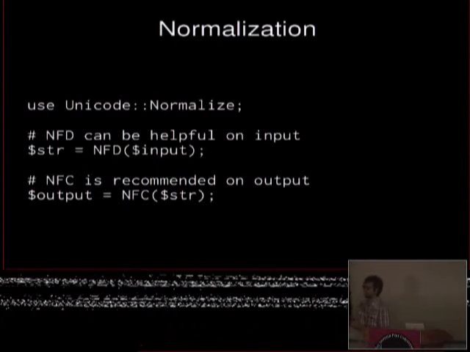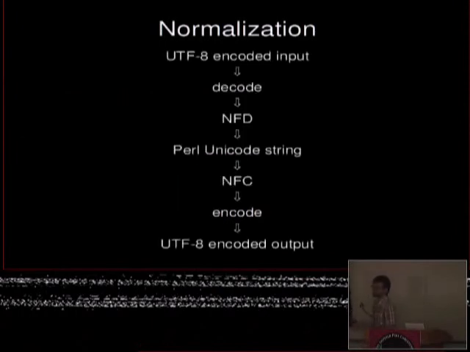This is still done on your Perl internal string. So any NFD, NFC, any normalization you're doing after you decode, before you encode. Here is the order. So UTF-8 encoded input, decode it, normalize it, then you're working with your Perl code, normalize it in the form you want to output, encode it, and then you've got your UTF-8 encoded output. Not everyone needs to work with normalization, but when you do, it can be very useful for the cases that I said.